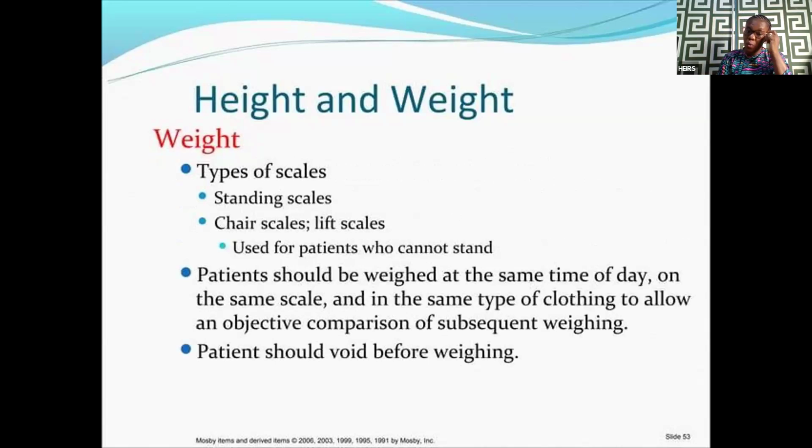So now when you need to take weight, there are different types of scales, importantly for weight. A patient who can stand would use a standing scale. A patient who is bedridden or who is wheelchair bound will use chair scales. And when you have to weigh your patient, it's important you weigh the patient the same time every day.